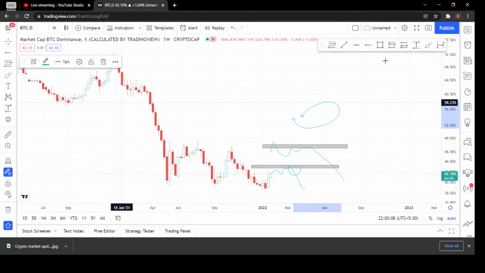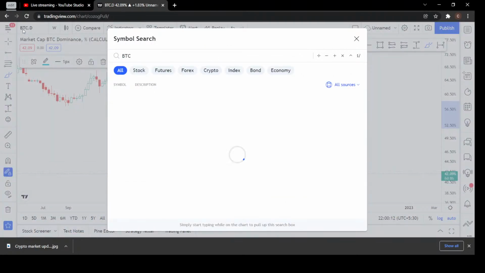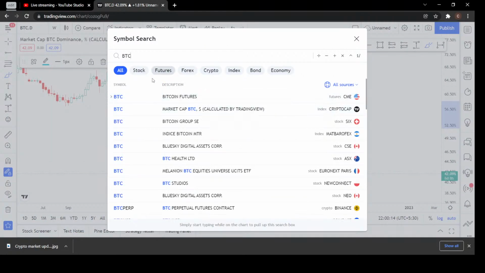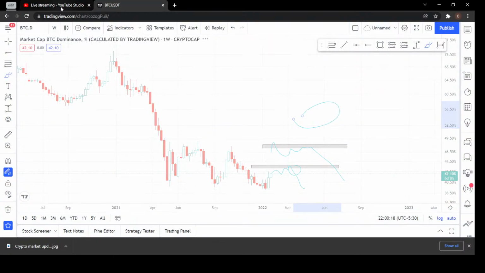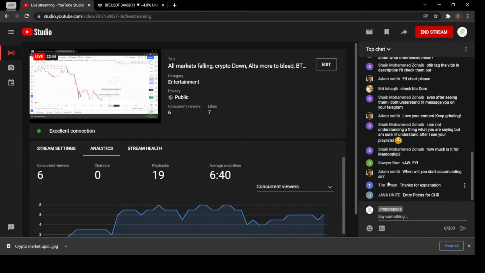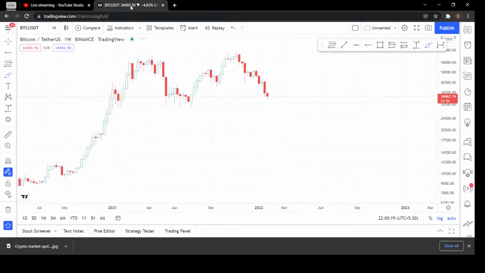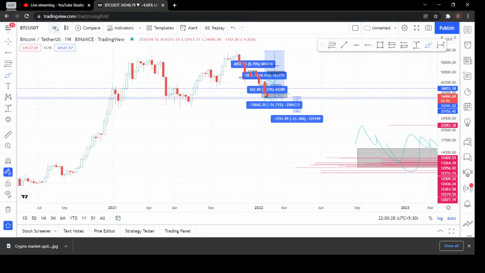What people think is, I have been reading comments in channels. They start saying BTC is making a support there and then it will go up. Let me make a BTC USDT chart. I hope you're understanding. Entry points for CHR, just give me a couple of minutes. Let me just explain what is in hand, then I will be coming forward to entry points for CHR. Let's go to the BTC chart.